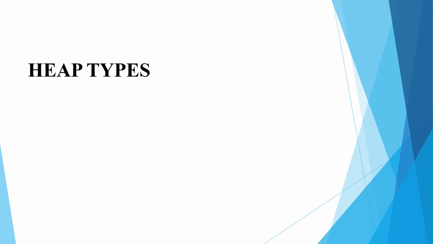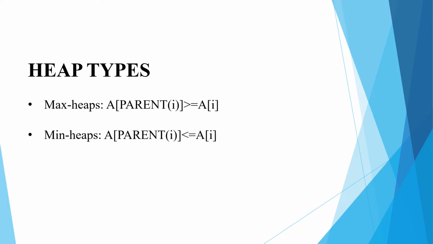Heap types. Max heaps, with the largest element at the root, have the max heap property. That is, for all nodes i, excluding the root, A[parent(i)] is greater than or equal to A[i]. Min heaps, with the smallest element at the root, have the min heap property. That is, for all nodes i, excluding the root, A[parent(i)] is less than or equal to A[i].